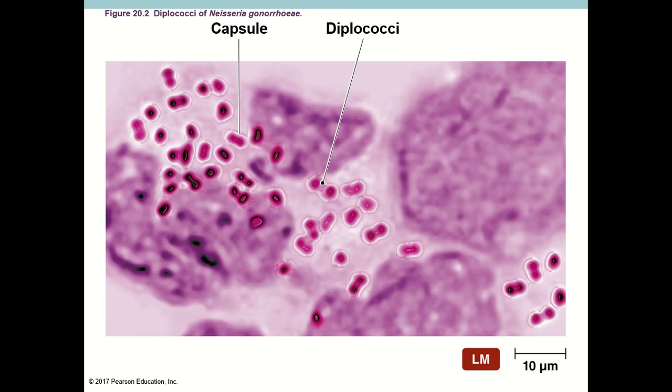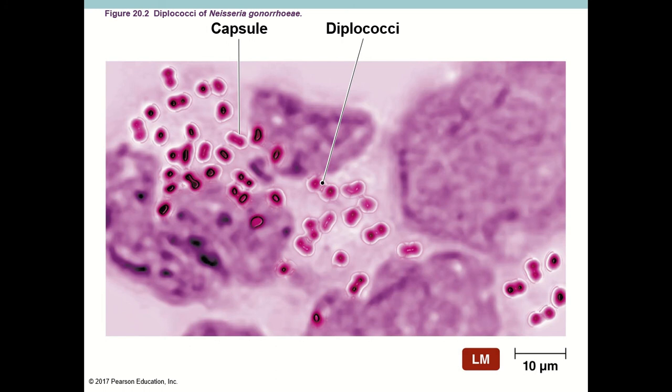So the pathogenic strains of Neisseria gonorrhea, they will contain fimbriae, right? They will have a polysaccharide capsule and a cell wall that contains lipooligosaccharide. Again, lipooligosaccharide would act as an endotoxin to our tissues, right?